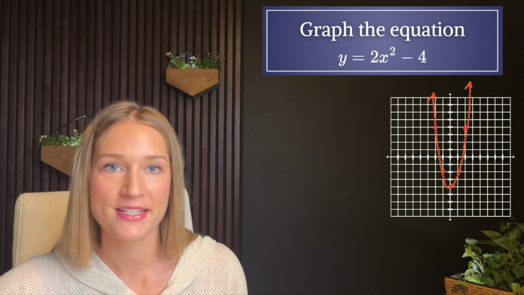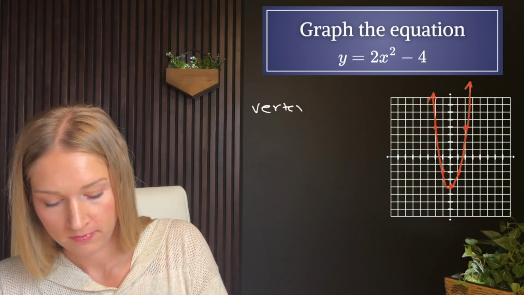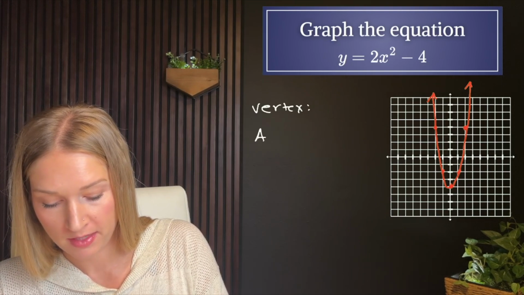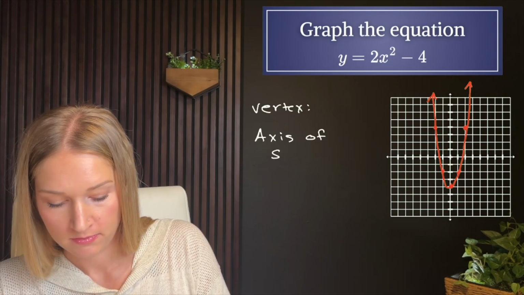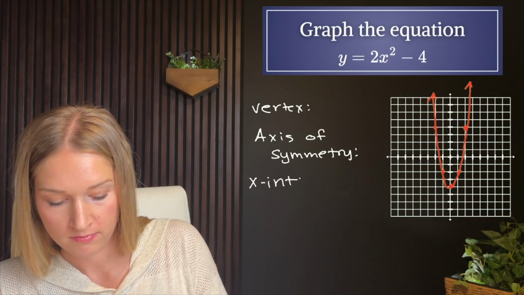Okay, so there is my parabola. Let's go and find the vertex. We'll talk about the axis of symmetry, the x-intercepts, and the y-intercept.